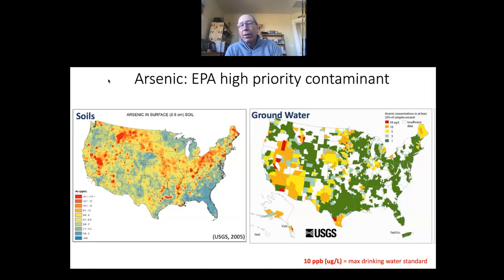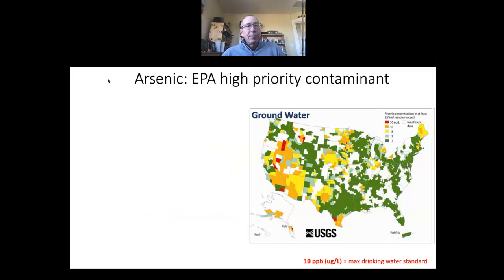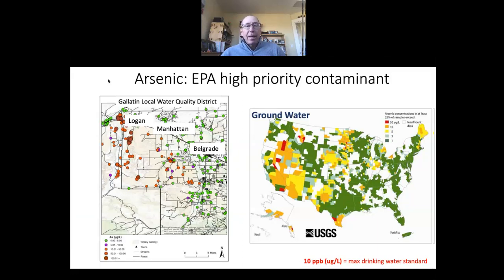If we look at groundwater, there are also regions with high levels of arsenic. In fact, that actually is an issue in the Gallatin Valley. So here is a map showing you a series of wells that have been sampled around Belgrade, Manhattan, and Logan. And these wells shown in red essentially are ones that are above the EPA recommended level of arsenic in drinking water, which is 10 parts per billion, or 10 micrograms per liter.